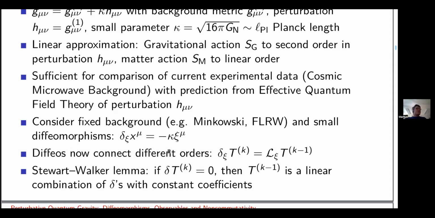And I make my diffeomorphisms also small. So I add an additional parameter kappa in front of my vector field psi. Now my diffeomorphisms are not only infinitesimal, so first order, but also small, because there's a kappa. And those 2 things are not the same. What you see if you plug this into the formula for the diffeomorphisms, for the change of tensors, is that they now connect different orders. So the change of a tensor at order k will be the Lie derivative of the same quantity at order k minus 1, just because there's an additional kappa in front of the psi. And one thing that is a classical result in perturbation theory, in gravity theories or differential geometry, is called the Stewart-Walker lemma.